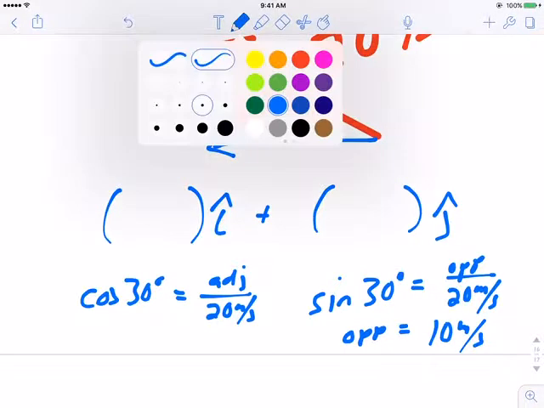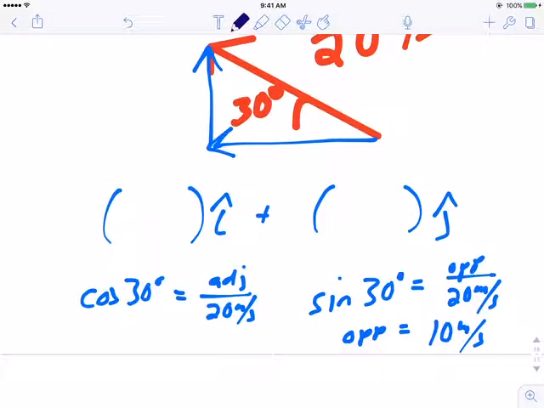Now let's not forget that when you're breaking into components, if I have a velocity vector here, then these components need to be velocity vectors too. You can't take a velocity and break it down into something else. So I'm only breaking down into those velocity vectors.